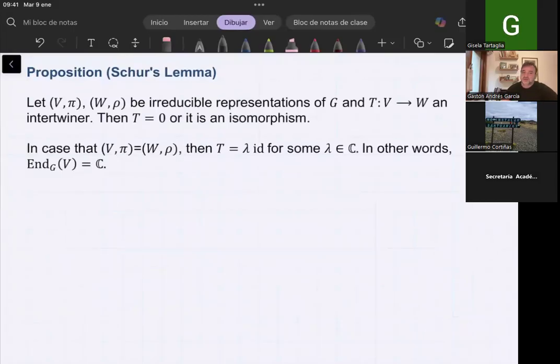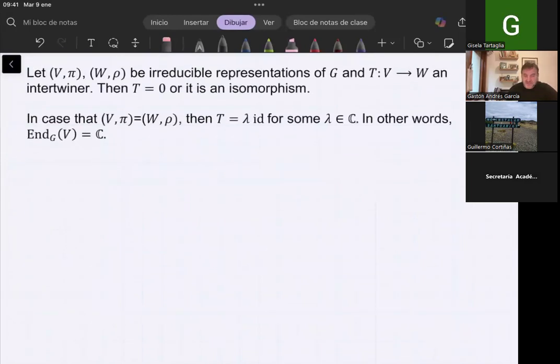So if we take the same representation, and this intertwiner is in the endomorphism of the representation, of course they are isomorphic. And in this case, we can say more. We can say that this intertwiner is just a multiple of the identity. Yes? So the endomorphism ring of an irreducible representation is just given by the complex numbers.